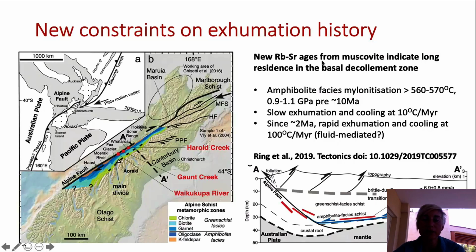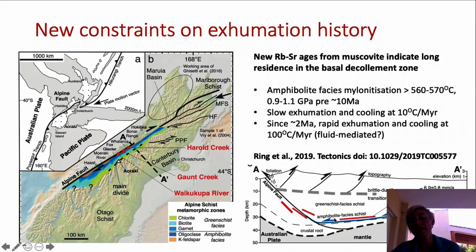Now, these new rubidium-strontium ages indicate that amphibolite facies mylonitization within this fault zone primarily was accomplished by 10 million years, and very little has been occurring at high temperature amphibolite facies conditions, so temperatures in excess of 565 degrees C and a gigapascal. There's been very little mylonitization, overprinting mylonitic fabrics that have affected these rocks since that time.